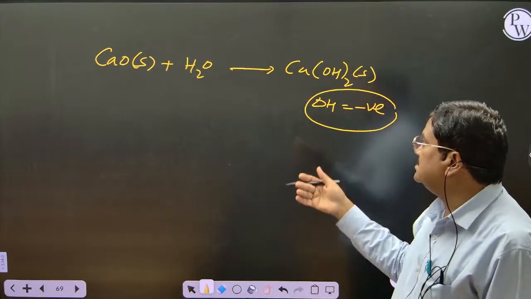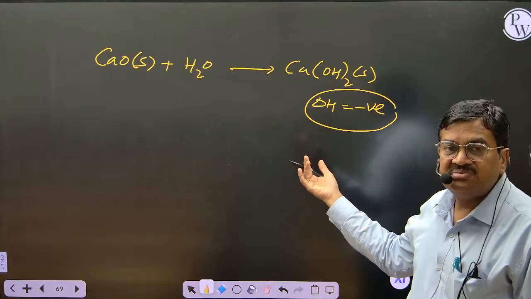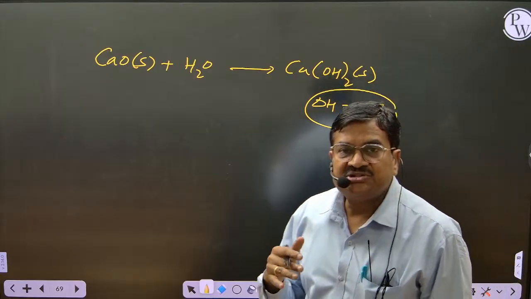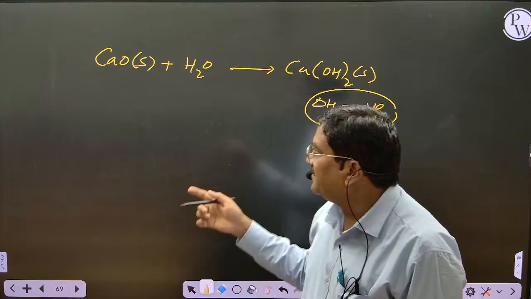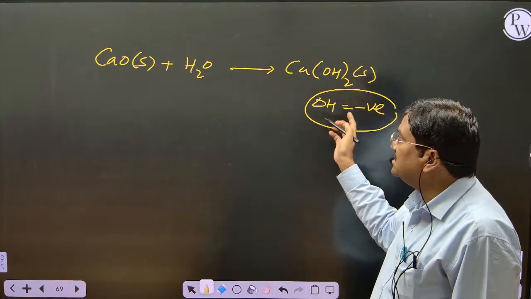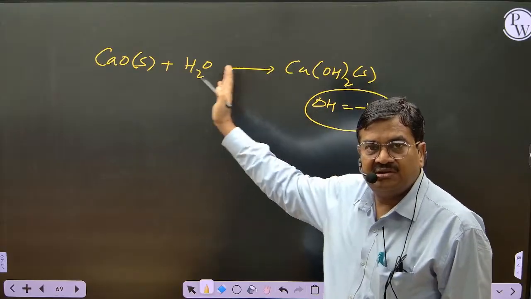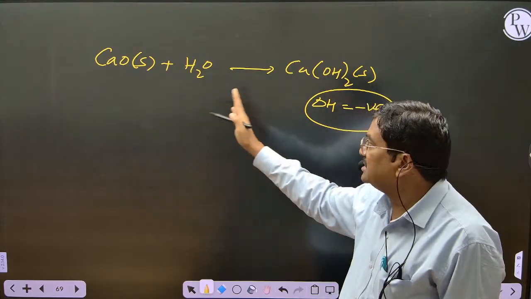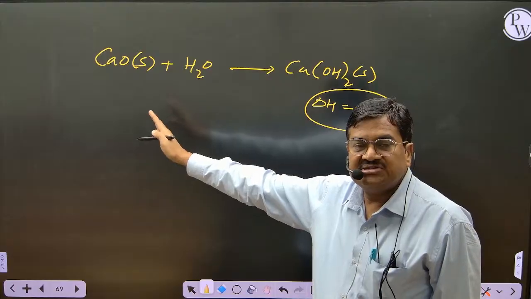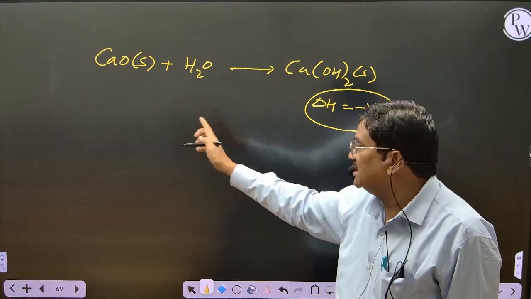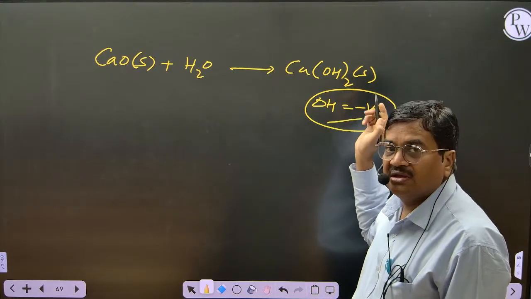So since heat is evolved, according to Le Chatelier's principle, low temperature favors exothermic, no? So if I increase the temperature, what happens? The equilibrium will be pushed backward. You remember exothermic converts into endothermic. So with increase in temperature, solubility of calcium oxide, what happens? Decreases since the process is exothermic.